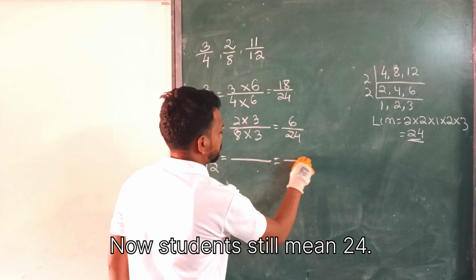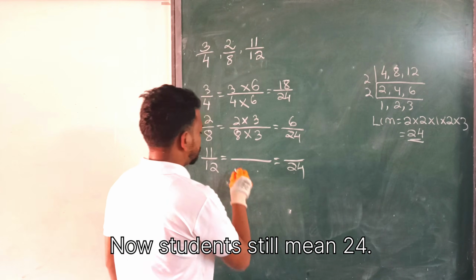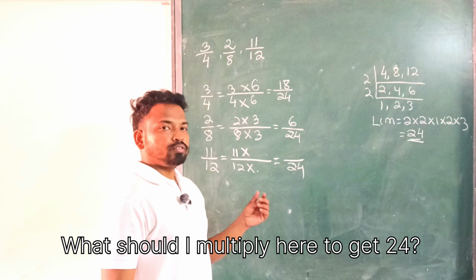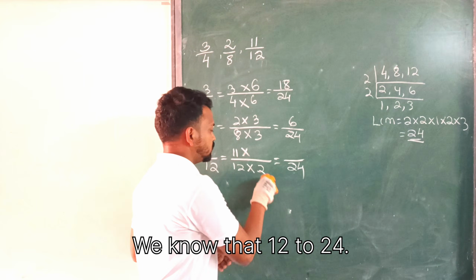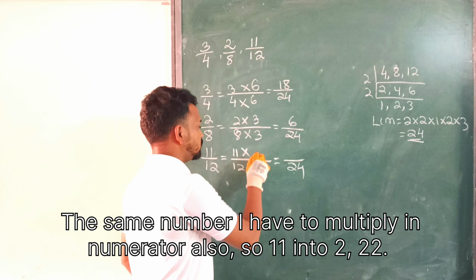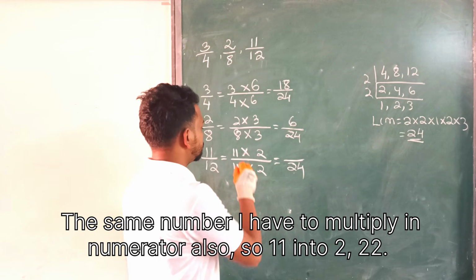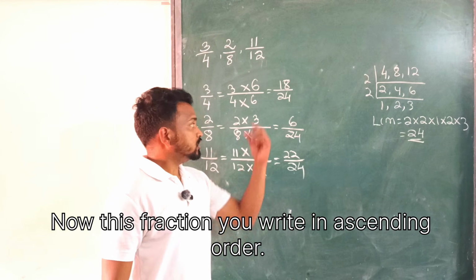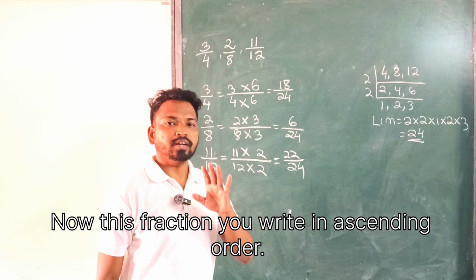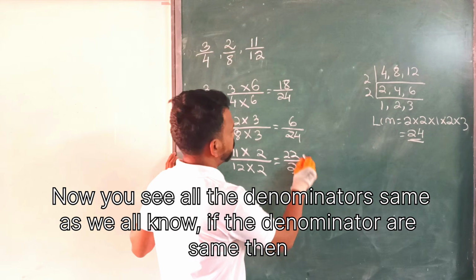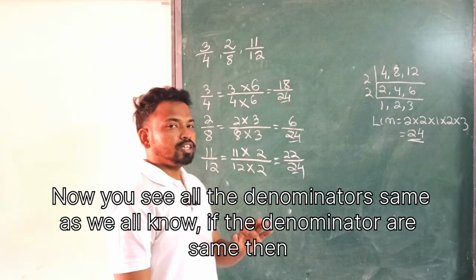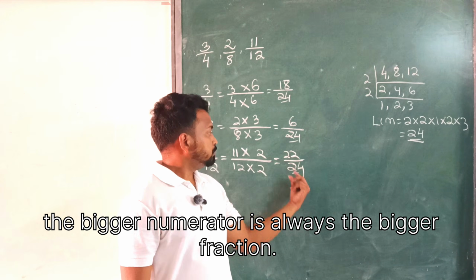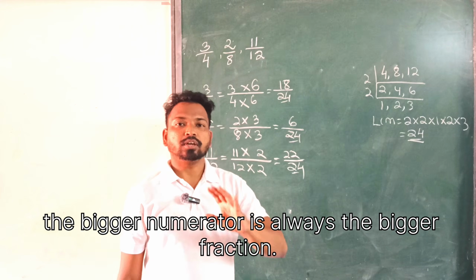Now students, tell me 24. What should I multiply here to get 24? We know that 12 twos are 24. The same number I have to multiply in the numerator also. So 11 into 2, 22. Now this fraction you write in ascending order. Now you see all the denominators are same. As we all know, if the denominators are same, then the bigger numerator is always the bigger fraction.